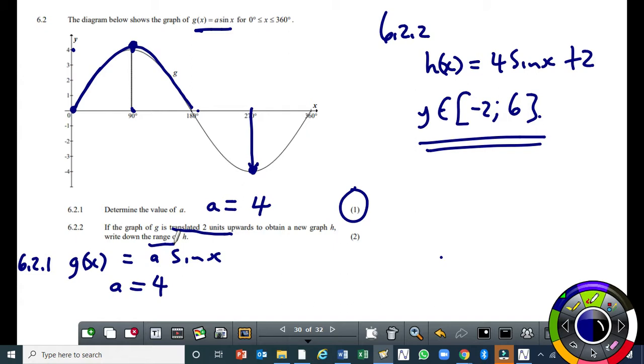But it will be difficult to find the range if your value of A is incorrect, and you also can't determine the correct equation of the graph.